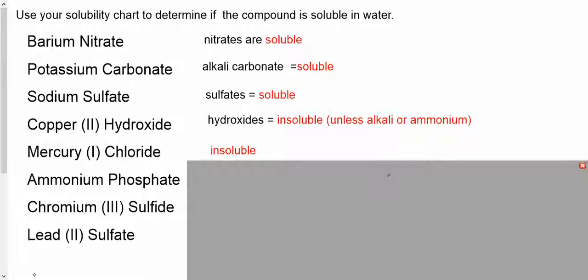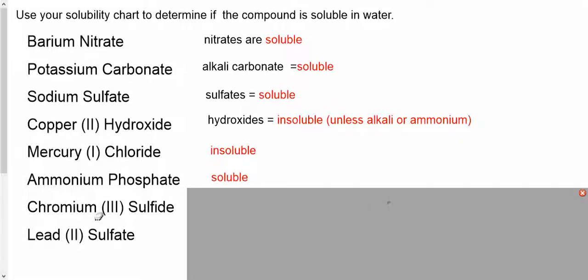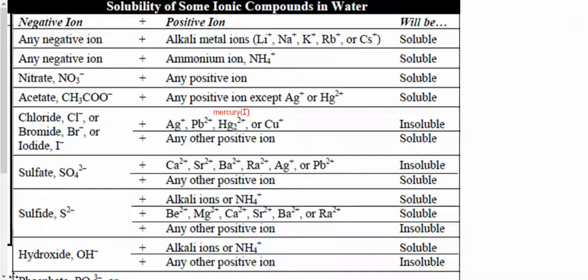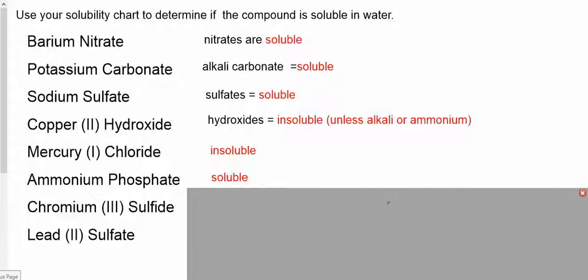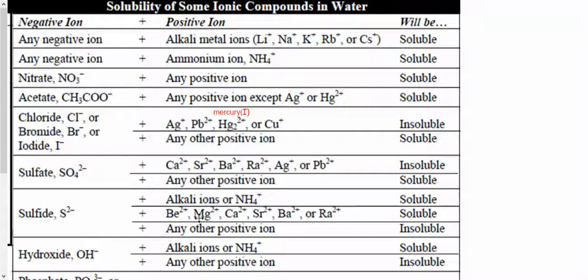Chromium 3 sulfide. Let's look and see what it says about sulfides, and remember it's with chromium 3. Sulfide, if it's with ammonium it's soluble. Any of these ions it's soluble. Any other positive ion insoluble. Wait, what was it? It was chromium. So chromium is not listed, therefore it's insoluble.